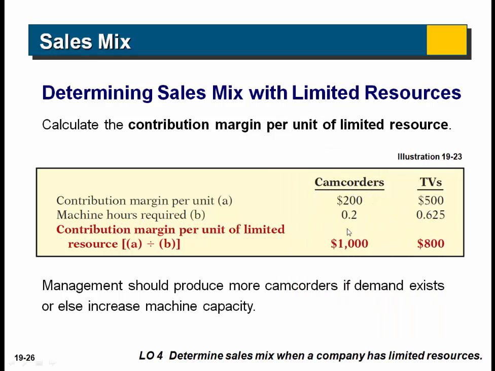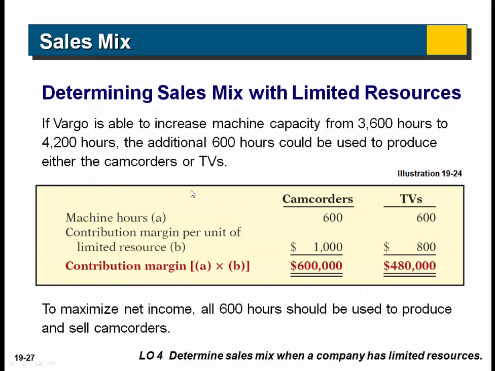Well, what we really want to look at is the contribution margin per limited resource. In this case, it's machine hours, and it says the camcorders make $1,000 per machine hour, where the TVs only make 800. So even though these two numbers are drastically different, when you start looking at the limited resources, in fact, you would dedicate more resources to selling and producing camcorders than you would the TVs, because you make almost 30% more on camcorders per machine hour than you would on TVs, presuming that demand exists.